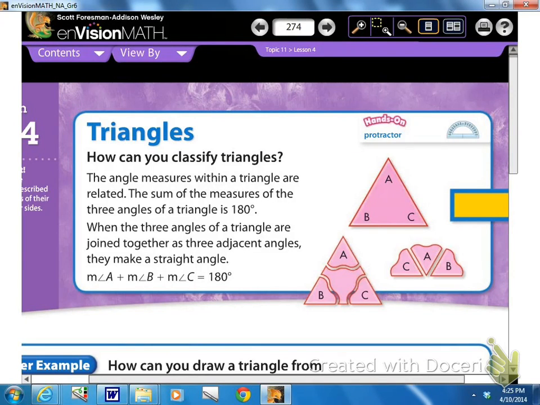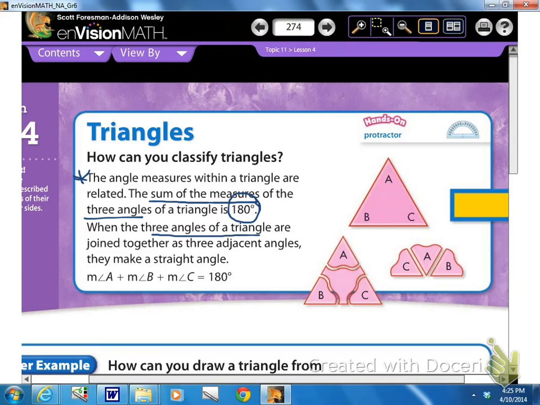Alright, today we're looking at lesson 11-4, triangles, on page 274, trying to figure out how we can classify triangles. So let's look at this. It says the angle measures within a triangle are related. The sum of the measures of the three angles of the triangle is 180 degrees.